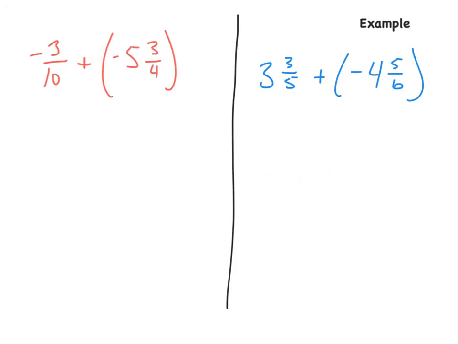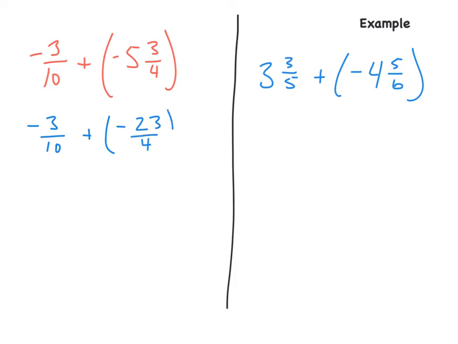Now we're going to be working with some mixed numbers. So one of the first things you can do with a mixed number is change the mixed numbers into improper fractions. So let's first rewrite the first problem that we're working with. We have -3/10 plus -5 3/4. So let's rewrite it so that we have all improper fractions instead of any mixed numbers. So we'll have -3/10 plus -, 4 times 5 is 20, plus 3 is 23.